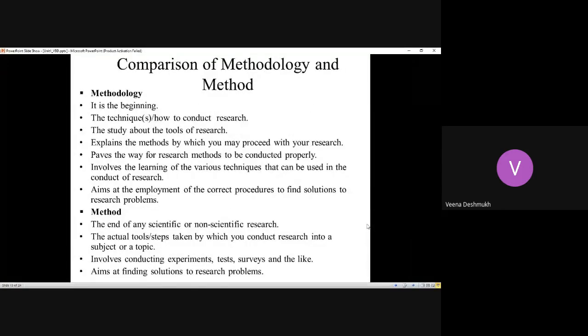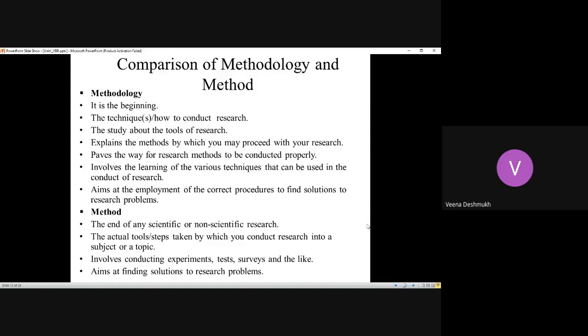The next point is, how do you compare these two? We understood the definitions of methodology and method. Now, how do you compare methodology and method? Whatever definition we have considered, let us try to elaborate it slightly.